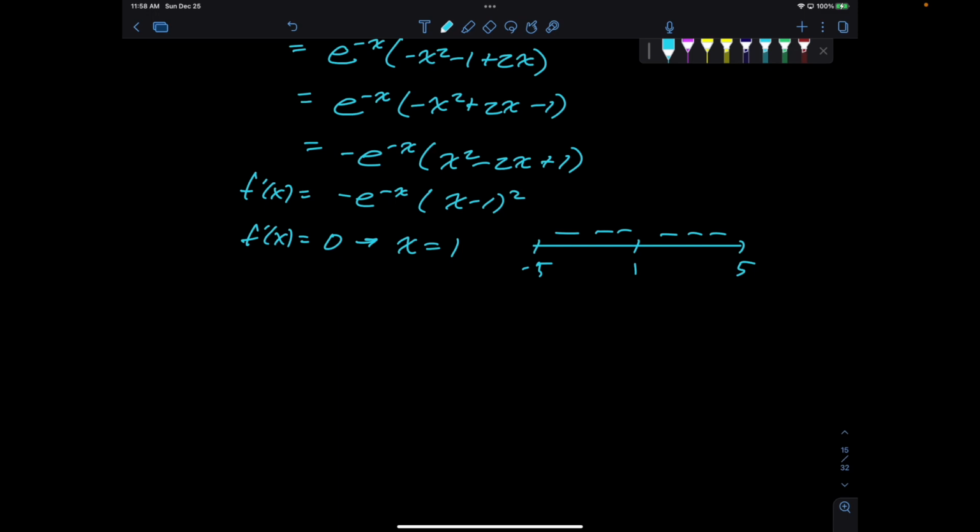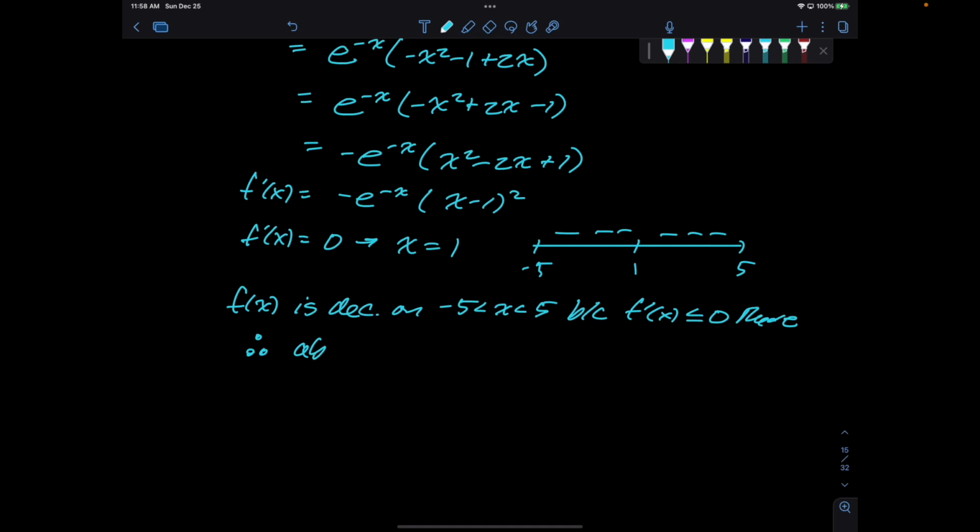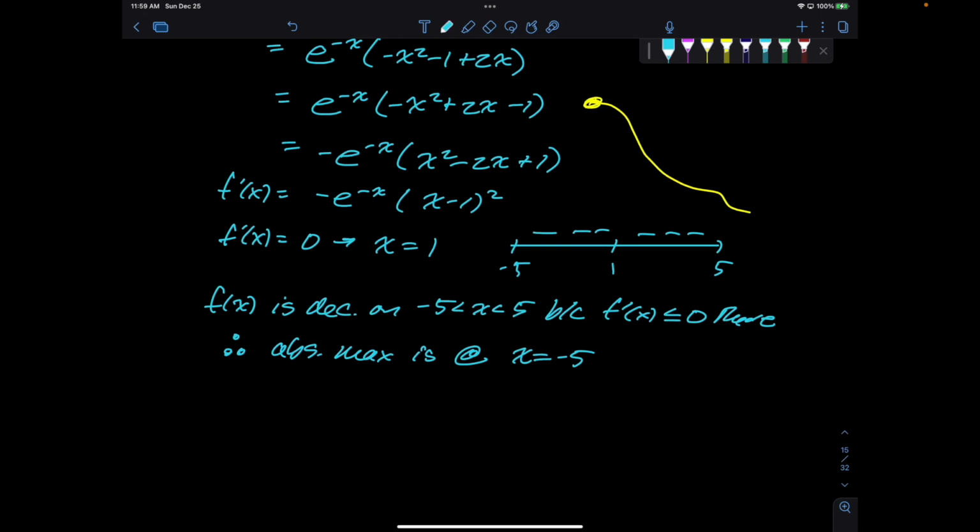So I guess one option here is to say f of x is decreasing on negative 5 to 5, because f prime of x is less than or equal to 0 there. Therefore, absolute max is at x equals negative 5. So decreasing everywhere, it doesn't matter what it looks like. It would be something like this. You have to get your absolute maximum at the left endpoint if you're always decreasing.